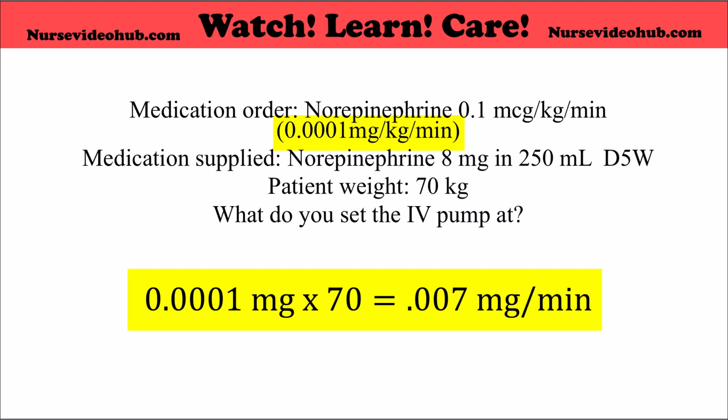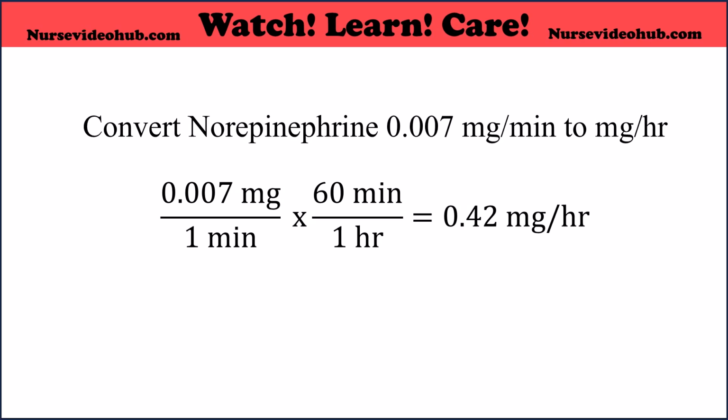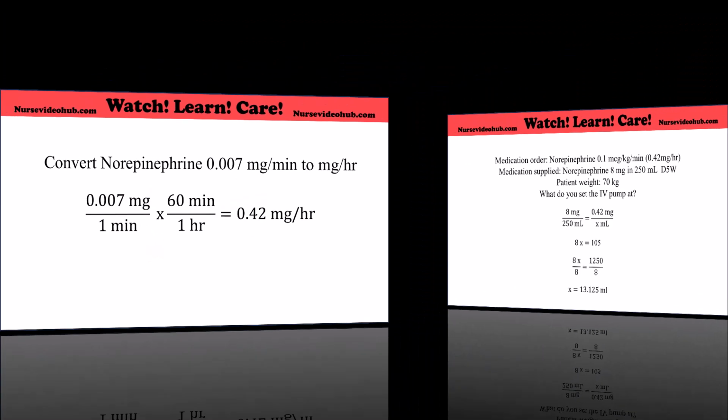0.0001 times 70 kilograms equals a desired dose of 0.007 milligrams per minute. But to determine the IV pump rate, you need to convert from milligrams per minute to milligrams per hour. You need to convert the 0.007 milligrams per minute to hours. So take the 0.007 milligrams per minute and multiply by the conversion factor of 60 minutes per 1 hour. Multiply 0.007 times 60, and the minutes cancel out, so you have the dose of 0.42 milligrams per hour.